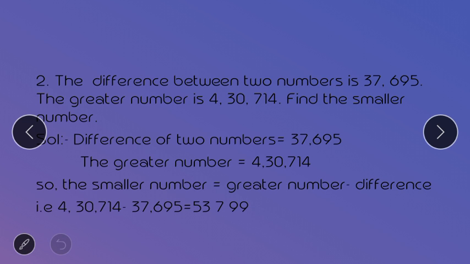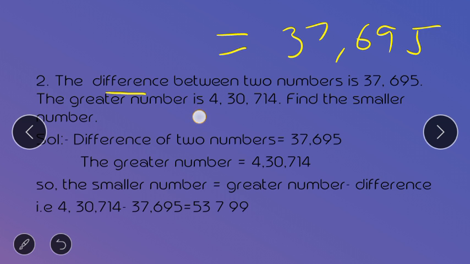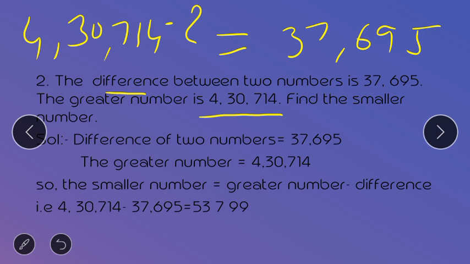Difference means the result you get after subtracting. It is said the difference between two numbers is 37,695. This is the result. Difference means the result of subtracting two numbers. Then it is said the greater number is 4,30,714. Now you have to find this number by subtracting. This is the sign of subtraction. This number you have to find, this question mark. This is your result, that is the difference.